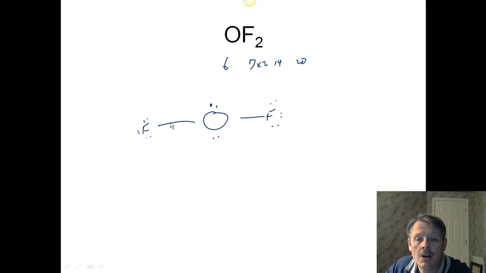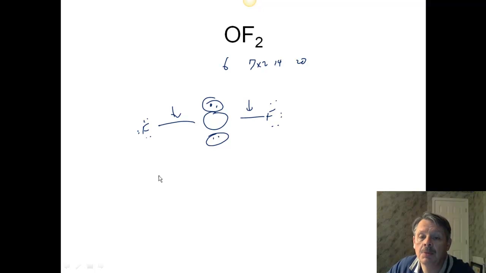So again, oxygen has 4 clouds. 1 there, and 1 for each line. So that's 4 clouds, but only 2 of them are bonded to something. So we're going to end up with a bent shape, which is going to look like this. Same thing that water looks like. And here we're going to have a 105-degree bond angle in there.